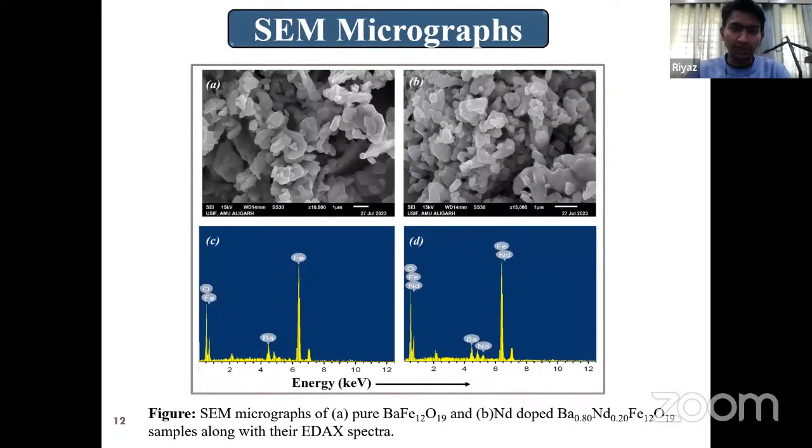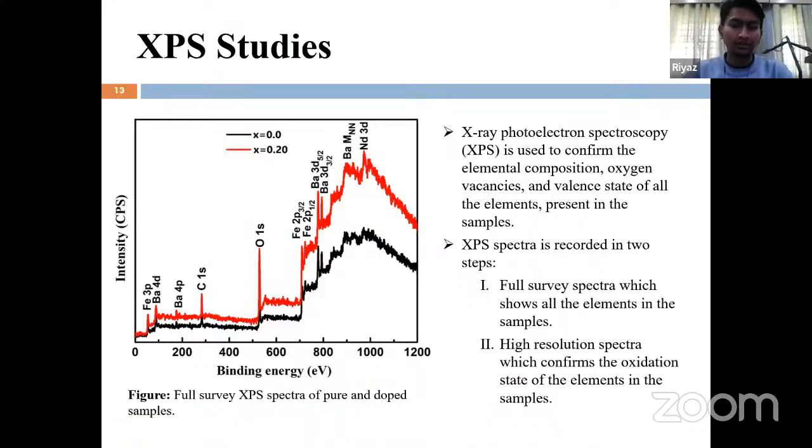To investigate the morphology, we have recorded the SEM micrographs. This picture shows the SEM micrograph of the pristine and 20% doped sample along with their EDX spectra. The SEM micrograph shows the uniform morphology of the sample, while EDX confirms the elemental composition of the samples. To understand the concentration of the different elements, we have also recorded the X-ray photoelectron spectra of our sample. This is the full survey spectra of the pristine and 20% doped sample, which shows all the elements and different oxidation states of the elements present in this.